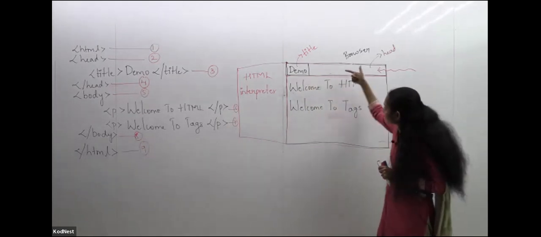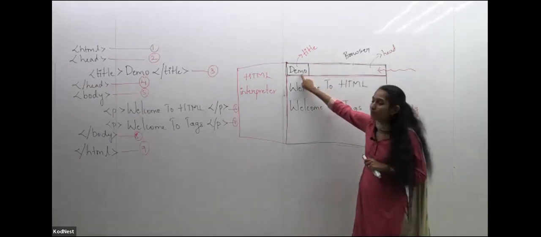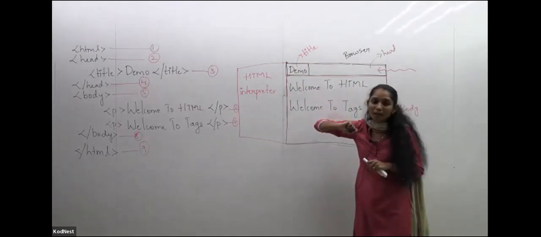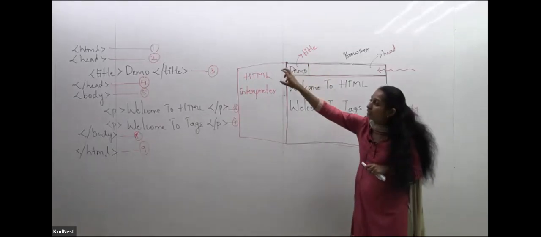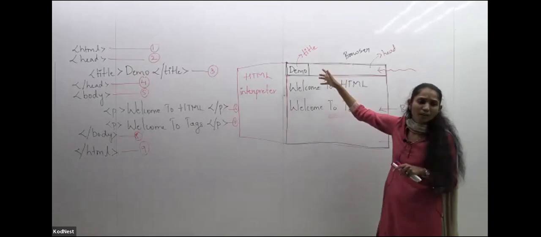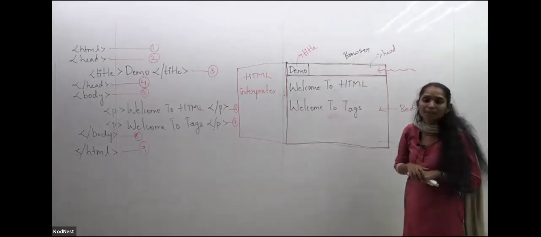Okay, it will go to the head section because you have said head there. In the head, what do you want to display? A title. So to display this title, we have a title tag. Inside that title tag, I have given demo. So the head part is done. I don't want anything else, so it should come out of that. So I have closed that head tag.